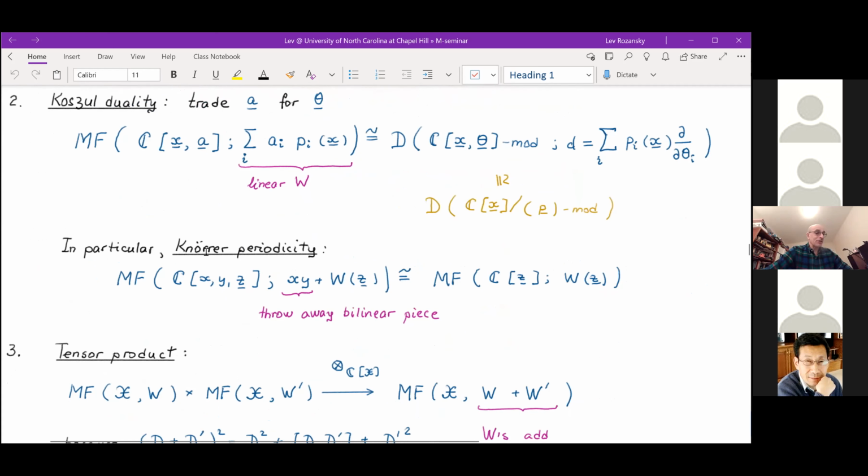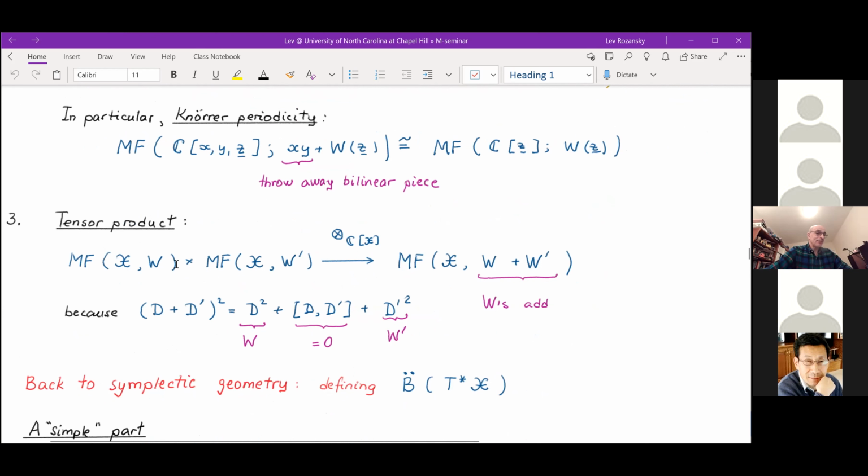In particular, there is so-called Knörrer periodicity, which says that if you have two variables x, y, and some other variable z, and your W is xy times a polynomial of z, then this is equivalent. You can simply drop both x and y from the picture.